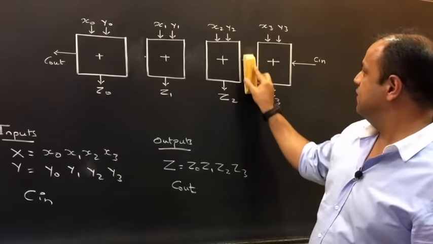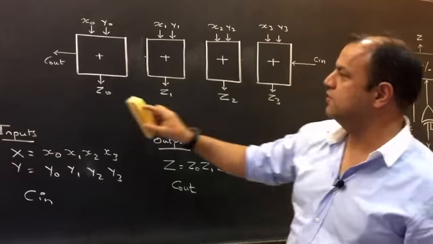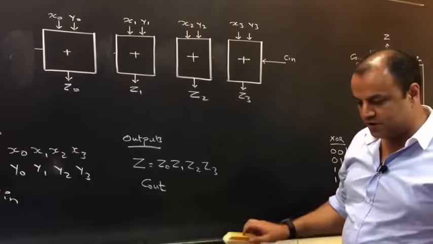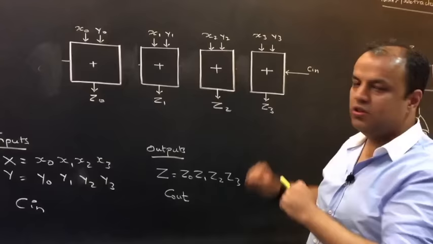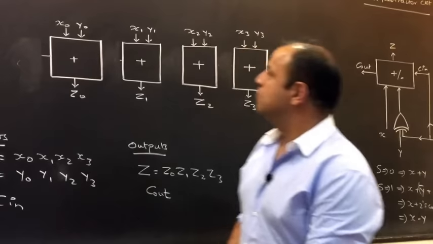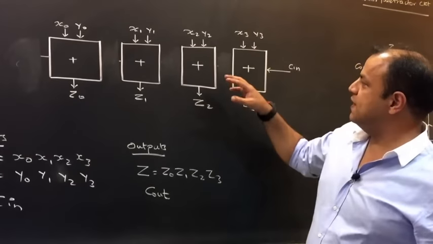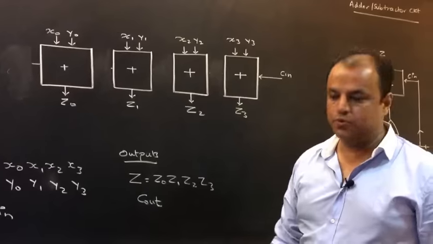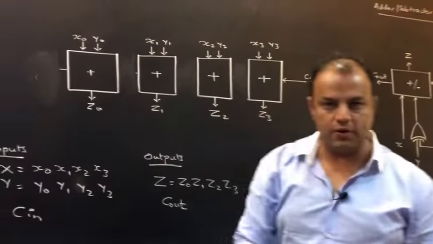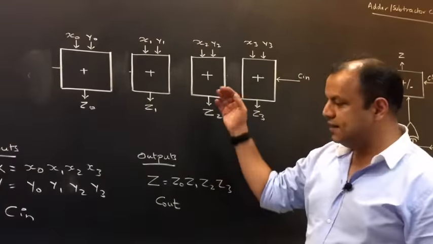If this dependency on the previously generated carry is broken, then I can add all the bits simultaneously, correct? What do you mean by that? Are you saying I should not consider the carry input? No, no, no, that will be wrong. That will be wrong mathematics if I don't consider the carry input. I need to consider my carry input, but I don't need that dependency.